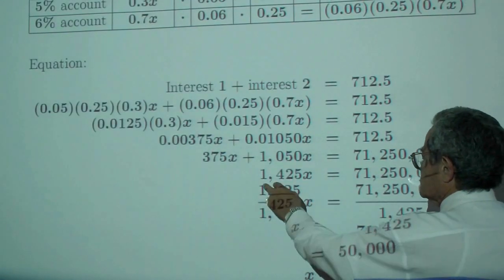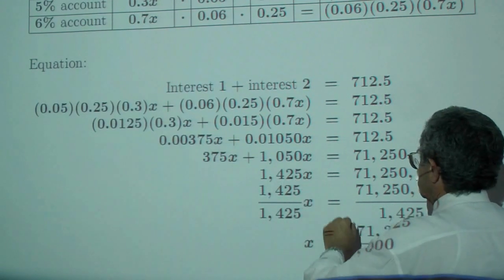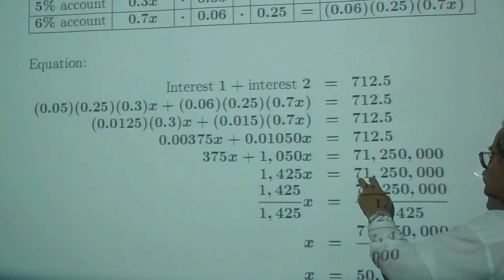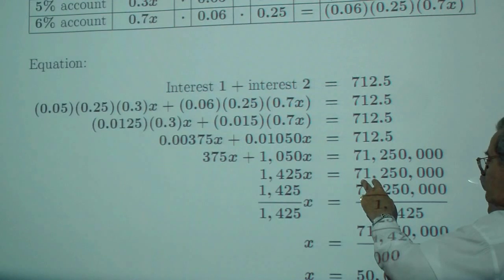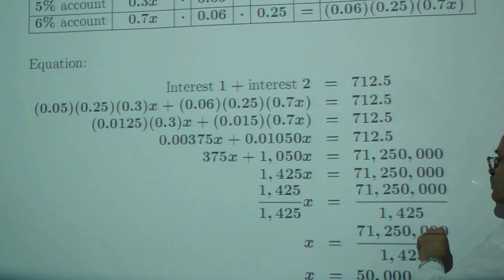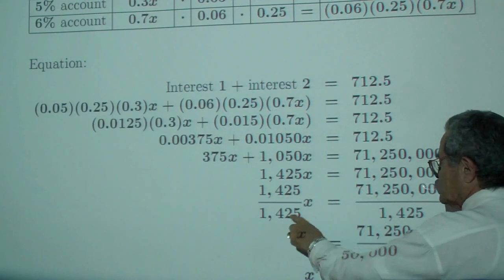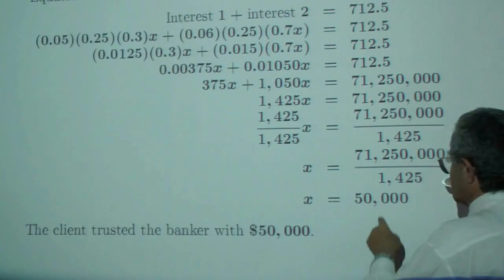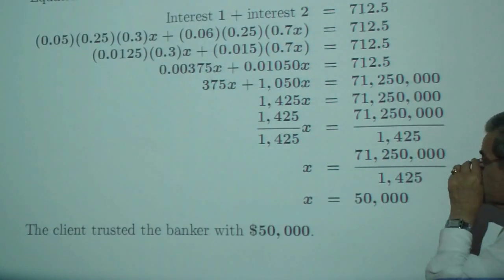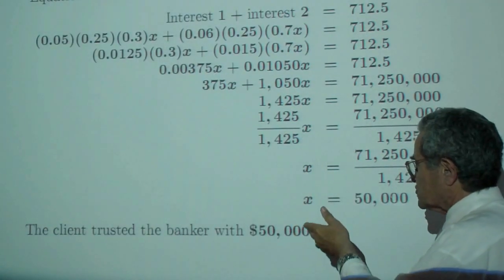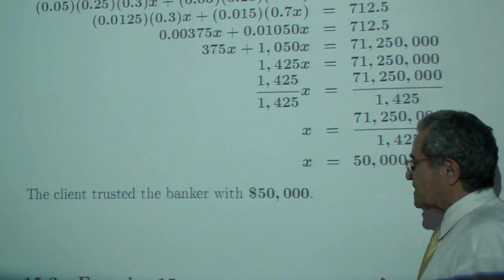Anyway, if you don't, this becomes 1,425 times X, which is 71,250,000. And if you divide by 1,425, you get X, which is 50,000. So the client trusted the banker with $50,000.